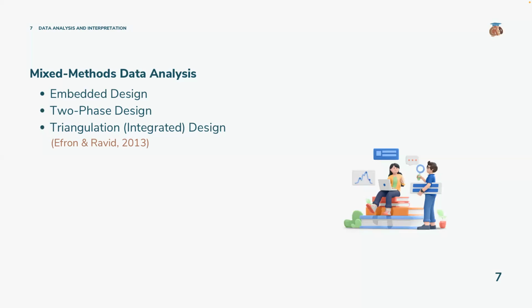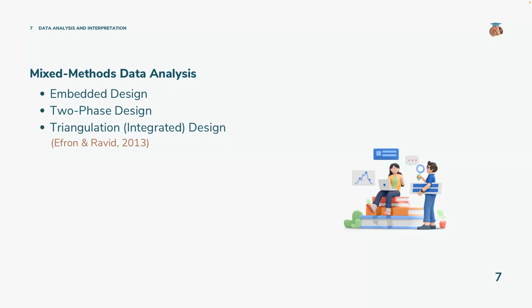In the two-phase design, the first phase consists of analyzing one type of data, qualitative or quantitative, the results of which are used to inform and guide the collection and analysis of the second type of data in the second phase. The purpose of the second phase is to expand, extend, or refine the results of the first phase.